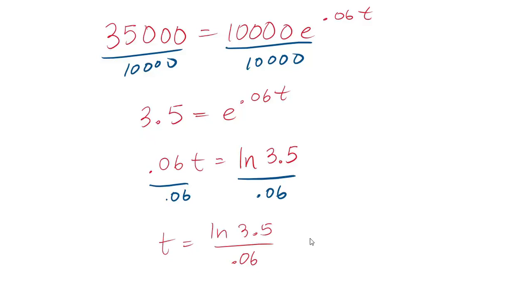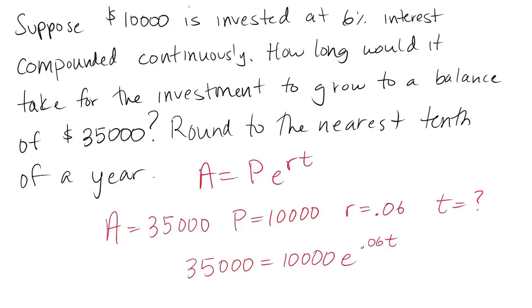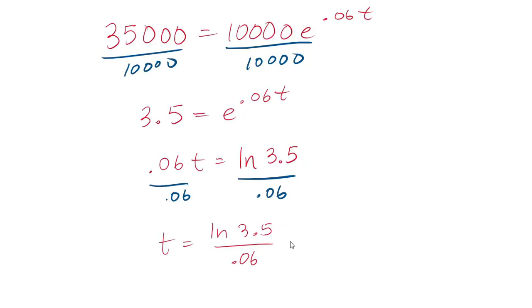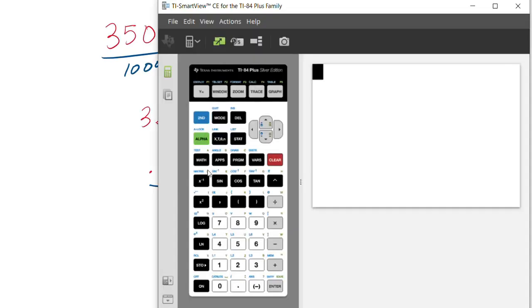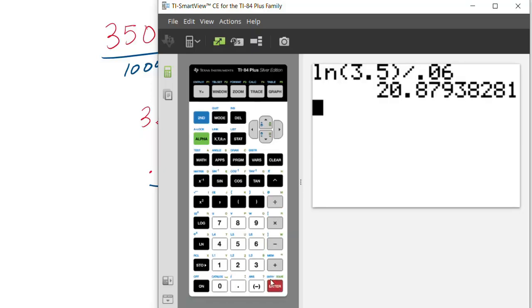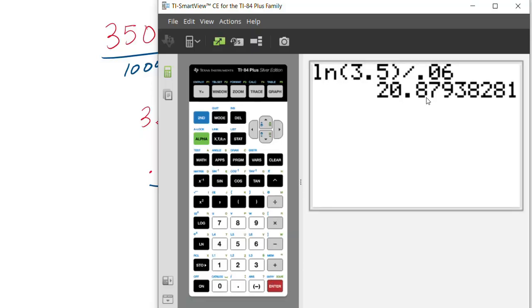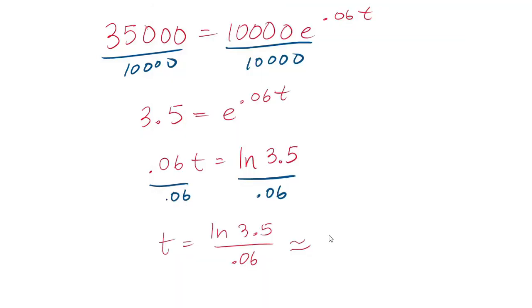That is the exact amount of time it would take. We were asked to round this to the nearest tenth of a year, so we're going to put this into the calculator. The natural log button is 2nd above the ON key, LN. 3.5, then make sure to close the parentheses on that input so that you're dividing the natural log of 3.5 by the rate and not just the 3.5. We're going to divide that by 0.06. It comes out to about 20.9 years if we round to the nearest tenth. 20.9 years in order for $10,000 to grow to $35,000.